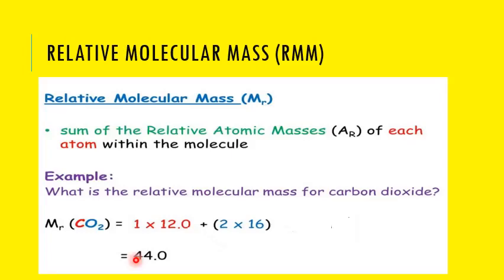So now we have the relative atomic mass, which is the sum of the relative atomic masses of each atom within the molecule. So for carbon dioxide, we have the mass of carbon, which is 12, and there's only one atom of carbon, so you multiply that by 1. Okay, and then you have the number of atoms of oxygen, which is 2, and you're going to multiply that by the mass of oxygen, which is 16. And then what you're going to do is add the two products, and that's going to give you your RAM, your relative molecular mass, which is 44.